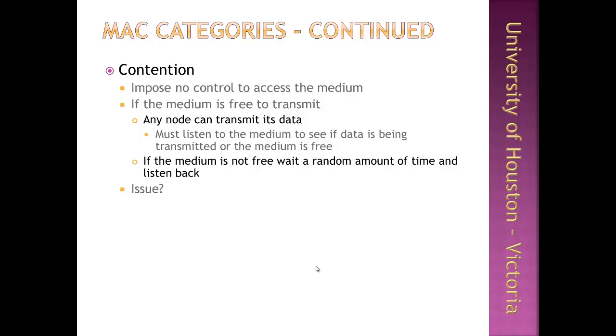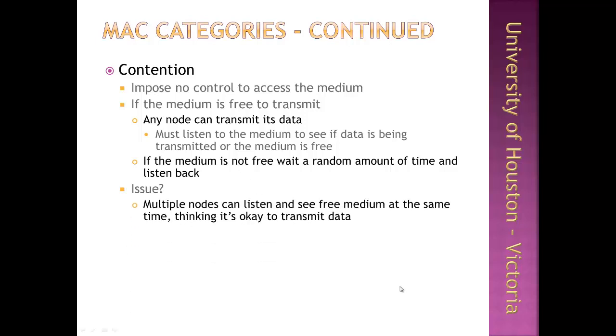This mechanism lacks centralized administration and can have multiple nodes transmit data at the same time. So the issue that this mechanism has is what we call a collision. Multiple nodes can listen to the medium and see that the medium is free at the same time, and then they think that it's okay to submit the data. When they send the data, the data sent by two nodes that were listening to the medium almost at the same time will collide, and this is called a data collision. So how do we resolve a collision?